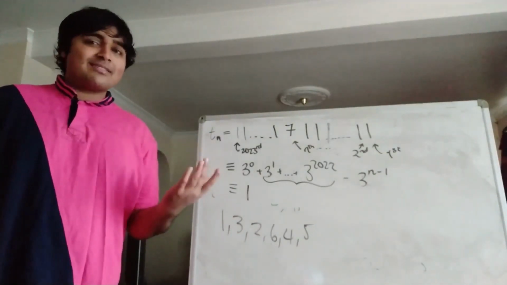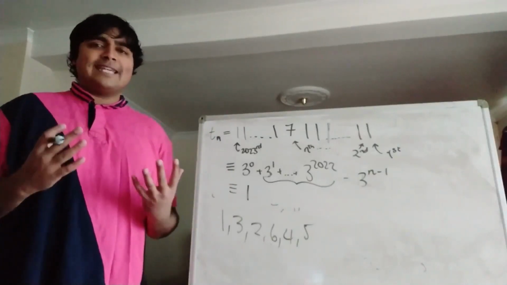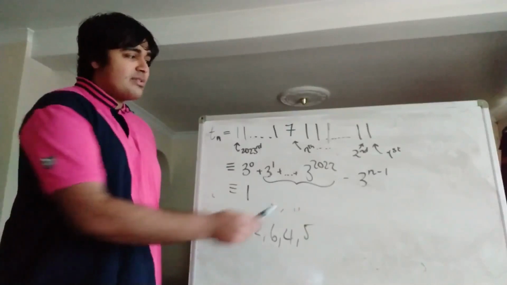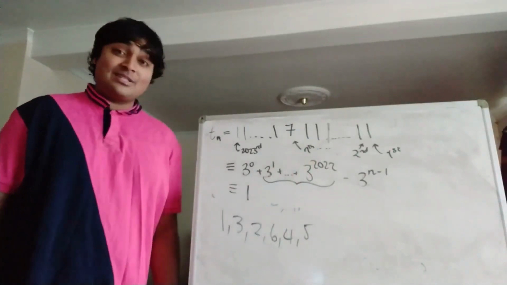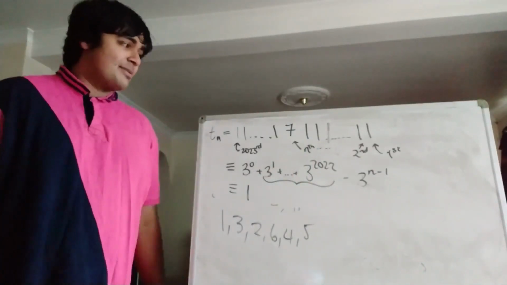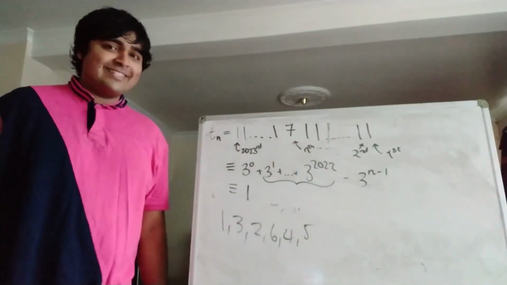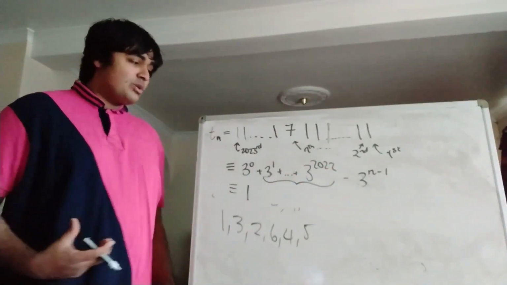Now thankfully 2022 is a multiple of 6, because clearly it's even, it ends in a 2, and it's clearly a multiple of 3, because when you do 2 plus 0 plus 2 plus 2, you get 6, and that's obviously a multiple of 3. So this is going to be a multiple of 3 and a multiple of 2, and hence a multiple of 6. So 2022 is a multiple of 6.